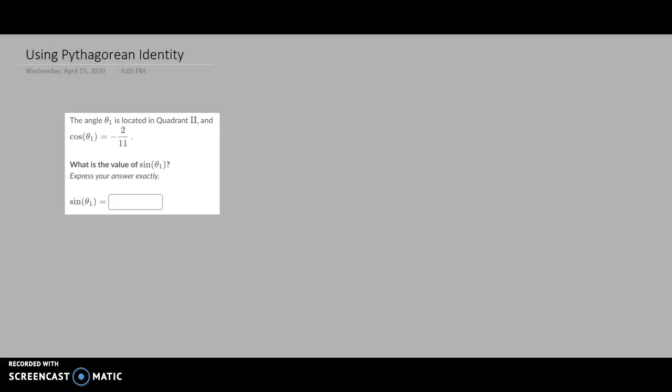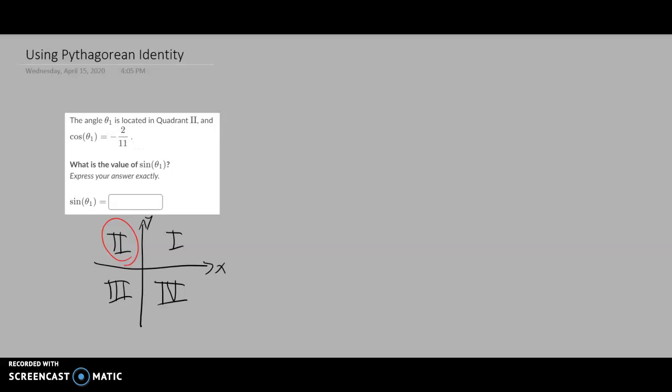So in this question here, it says angle theta 1 is located in quadrant 2. So let's go ahead and draw our coordinate graph. And remember, our quadrants are labeled 1, 2, 3, and 4. So they go counterclockwise around the regular XY axis. So here's the x-axis, here's the y-axis. So we're in this quadrant right here. We're in quadrant 2. And we have some angle theta. And we know that the cosine of that angle is negative 2 over 11.